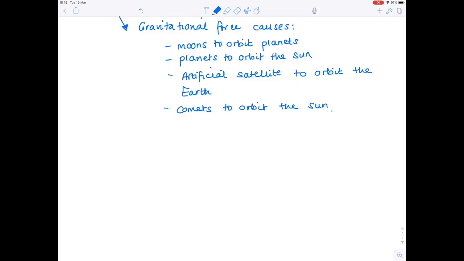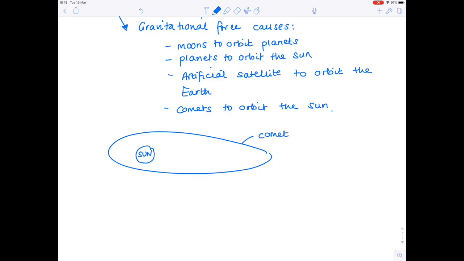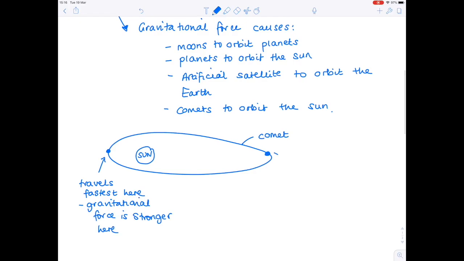And try and remember that comets have very elliptical orbits. So if this is the Sun, the comet's orbit is incredibly oval shaped. It's not really circular at all. We call this shape elliptical, and the comet travels fastest when it is closest to the Sun. And that's all to do with that gravitational force being stronger, which we mentioned above. When the comet's further away, such as this point over here, it will be travelling far slower.